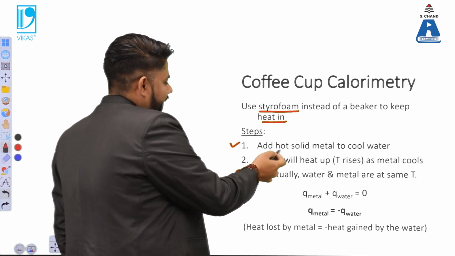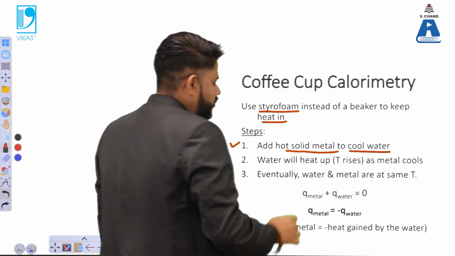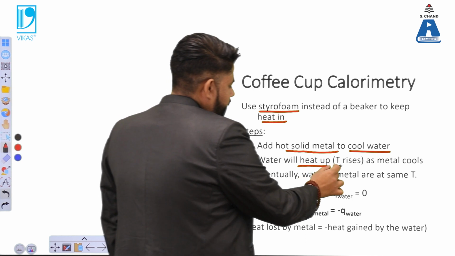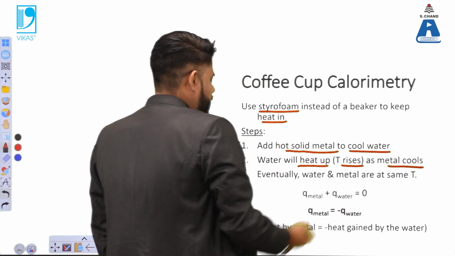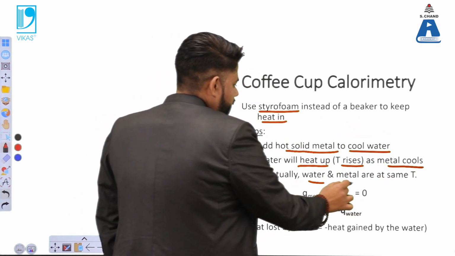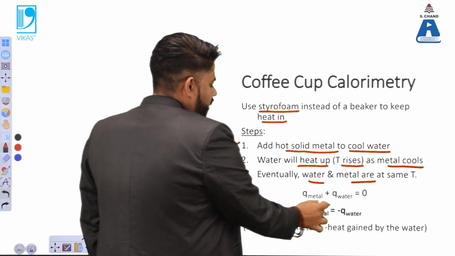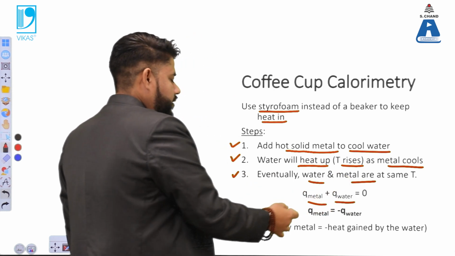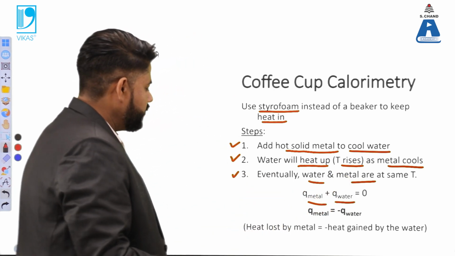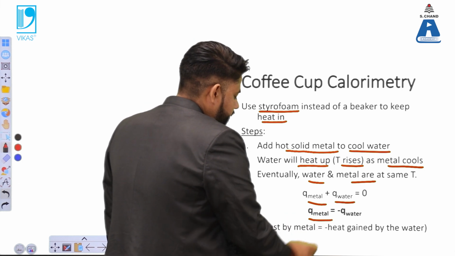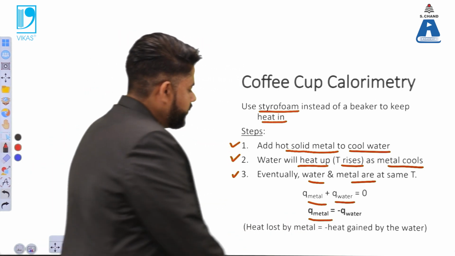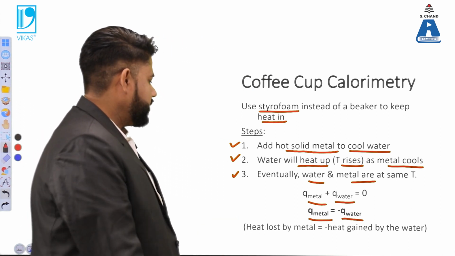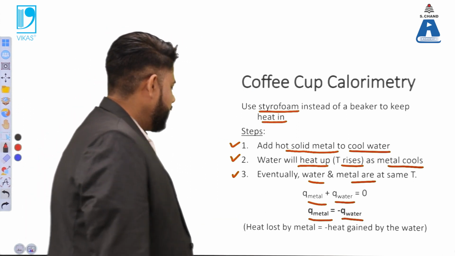So, we need to add hot solid metal to the cool water. Now, what happens? The water will heat up and its temperature will rise as the metal cools, and eventually the water and metal will be at the same temperature. So, the heat for the metal plus the heat for the water, the summation of both, is equal to 0. You can see that the heat lost by the metal equals minus the heat gained by the water. So, this is the concept while measuring or checking.